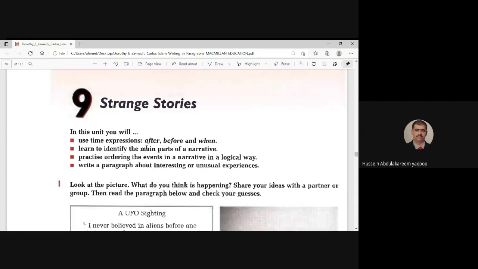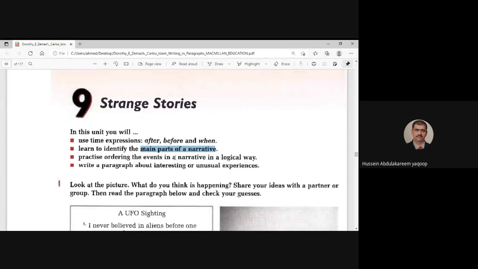So with the unit, or in the unit also, we are going to identify the main parts of a narrative, and we will talk about this in further details. But now I'm going just to refer to this point in a very rapid way. Main parts of a narrative. With the narrative we mean القصصية أو السردية, الكتابات أو الإنشاءات السردية أو القصصية.